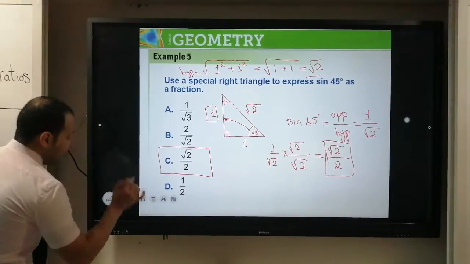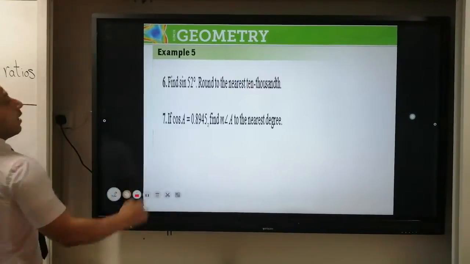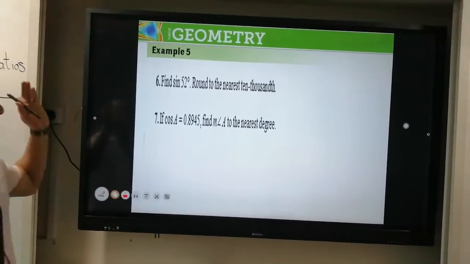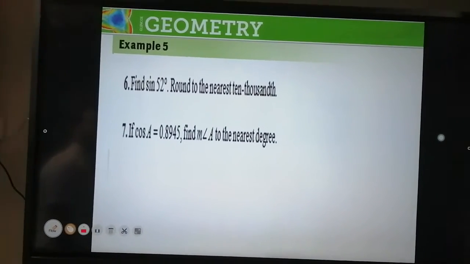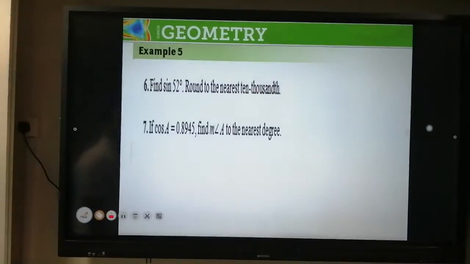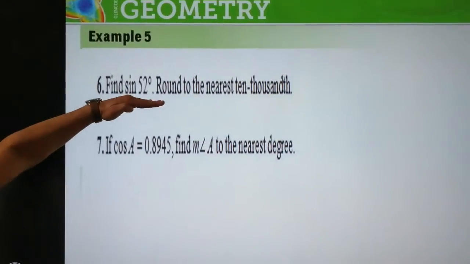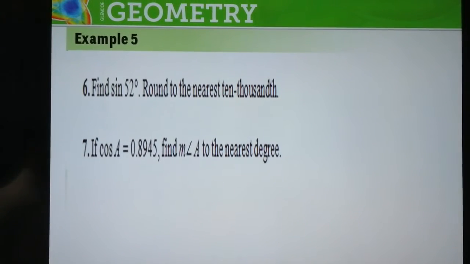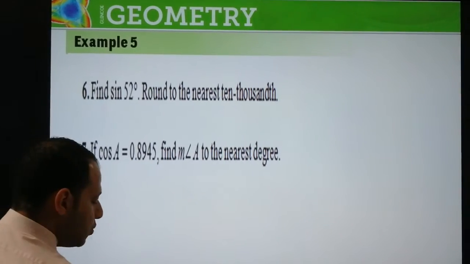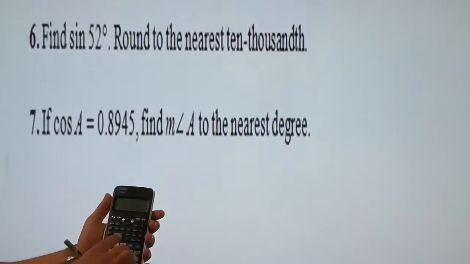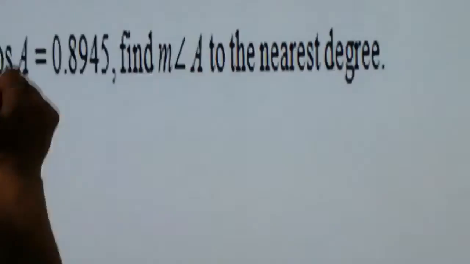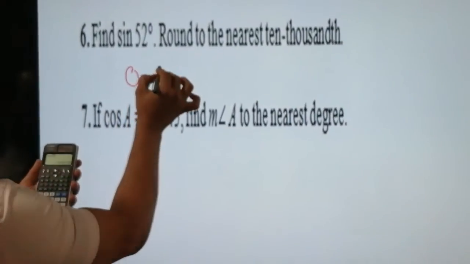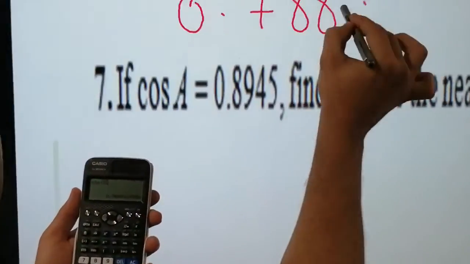Okay, we're going to the last 3 examples. We have 6, 7, and 8 only. Find sine 52, rounded to the nearest 10,000th. Pay attention with me. If he says find sine 52 directly without any steps, we use the calculator as we said before. Just press sine, write the angle which is 52, and press equals. The result will be 0.78801 and so on, as you see in your calculator.